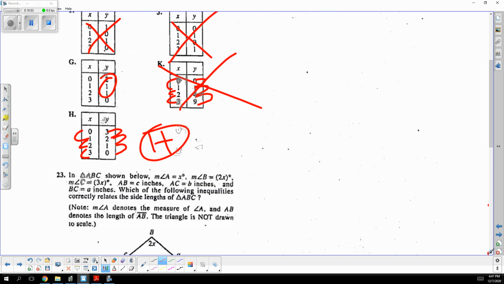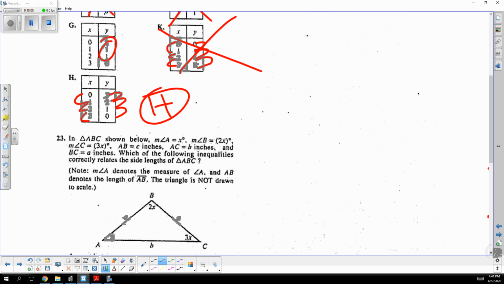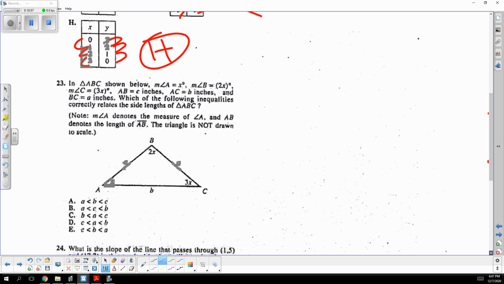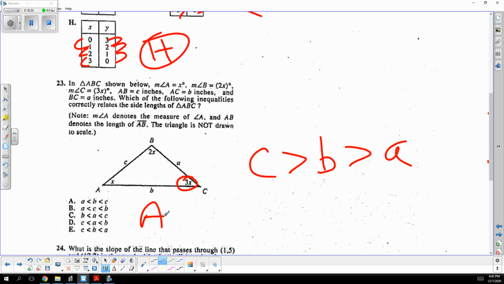All right. Triangle shown below. So what do we know? The biggest side is opposite the biggest angle. So C is the biggest, followed by B, followed by A. Whoops, I put them backwards. It's A.